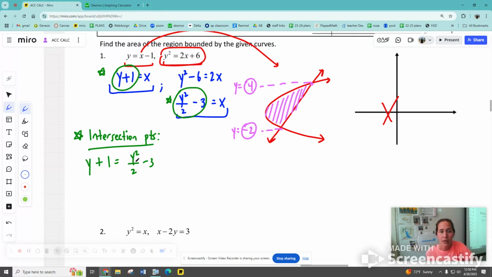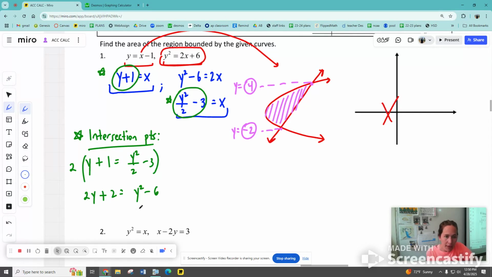So just checking. Maybe I want to double everything right now to get rid of that fraction and get 2y plus 2 equals y squared minus 6 if that gets doubled. And then we can get everything to one side. 0 equals y squared minus 2y, and then minus 6 minus another 2 gives you -8. And then a quick factoring, y and y.